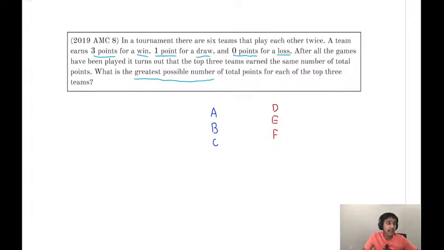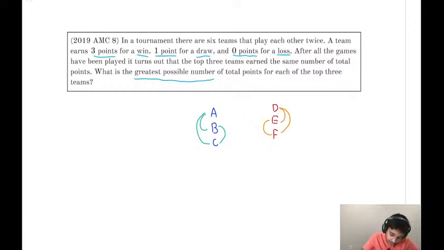So there are 3 kinds of games that can be played. We can have the top 3 teams play against each other. The other possibility is that the bottom 3 teams play against each other, so we can have something like this. As you can see, there are a total of 3 possible games between the bottom 3 teams.